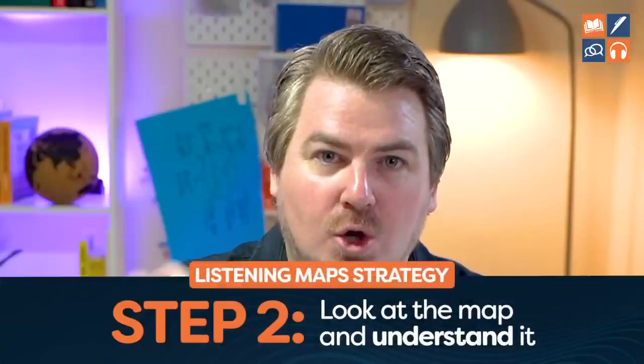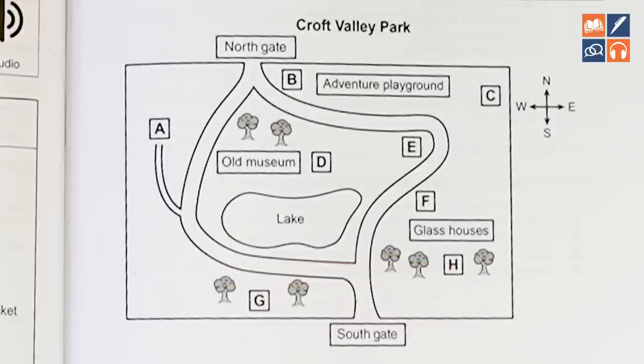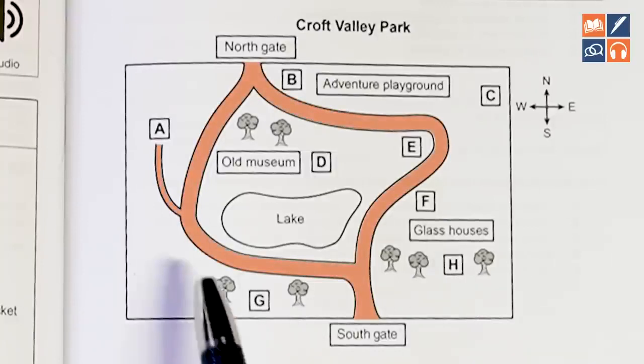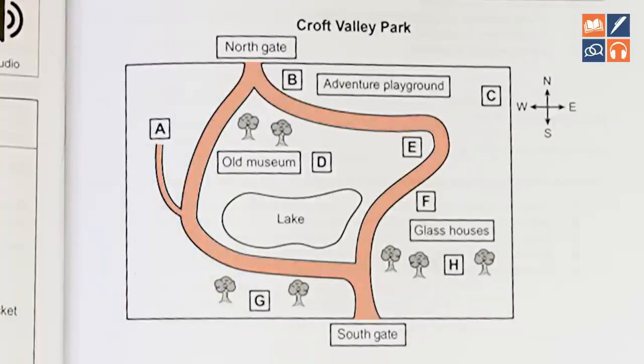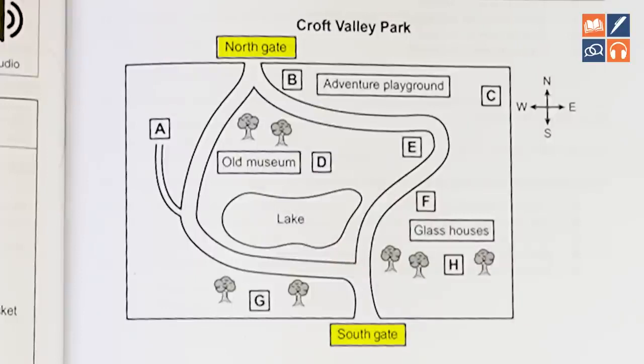Step number 2, look at the map and understand the map. So for example, if we were to look at this one, what is it? It is a park. So there is one big circular path. There's a little path that goes off here. There are trees. There's a lake in the middle. There's a museum in the middle. There's 2 gates, South Gate and North Gate. Adventure playground here, glass houses here. Just basically look at the map and understand it. I know that sounds super obvious, but again, when you're under stress and you're tired and you're getting towards the end of the test, a lot of students don't do this.